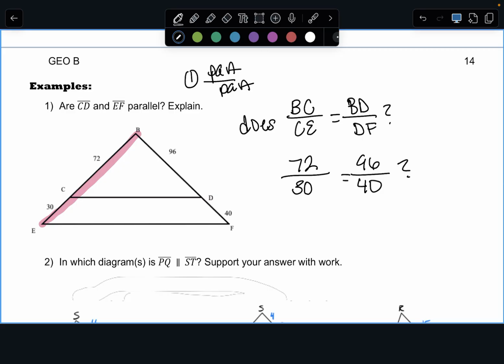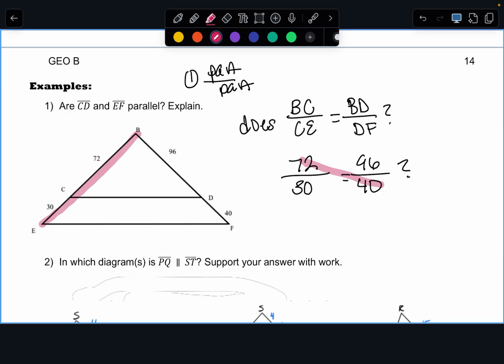From here you have two options. Option 1, you put the 72 over 30 into your calculator, you get a decimal. You put the 96 over 40 into the calculator, you get a decimal. You see if the decimals are equal. That's option 1. Option 2 is we can cross multiply and see if the numbers that we get are equal. So I'm going to do that method just so we are still using our butterfly method.